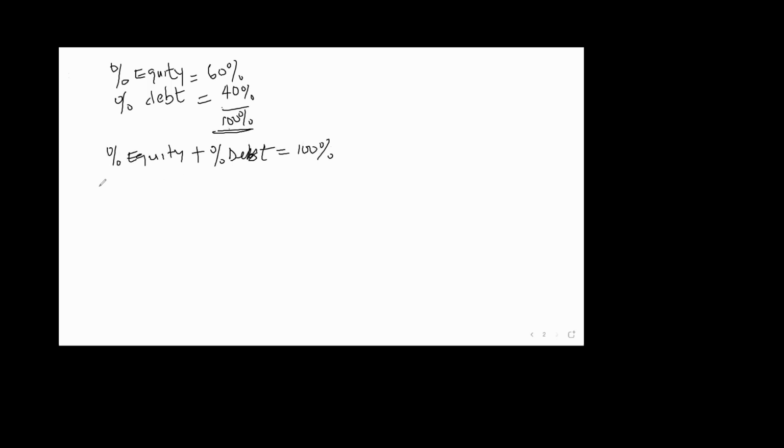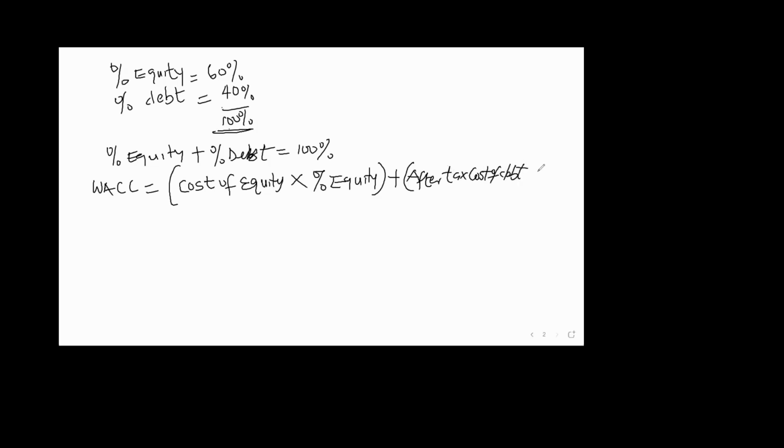Formula for WACC. Our WACC is equal to, open a bracket, cost of equity multiplied by percentage of equity, close your bracket, plus open another bracket, after-tax cost of debt multiplied by percentage of debt.